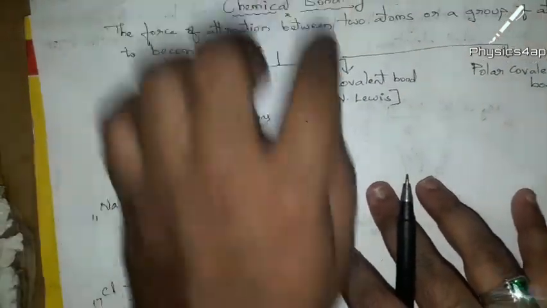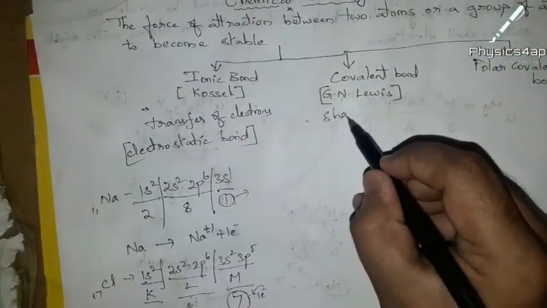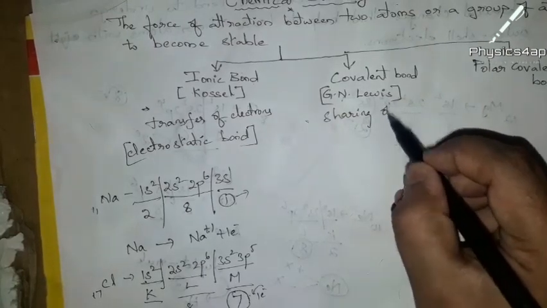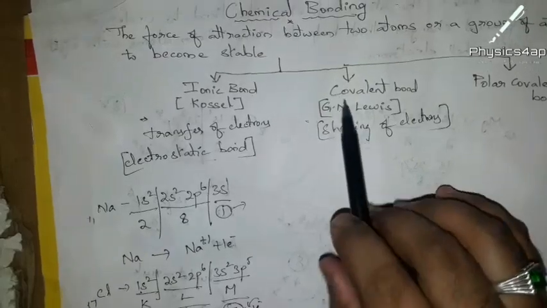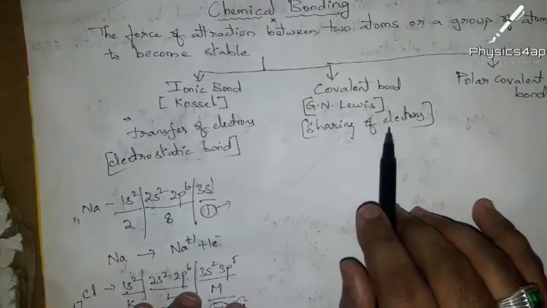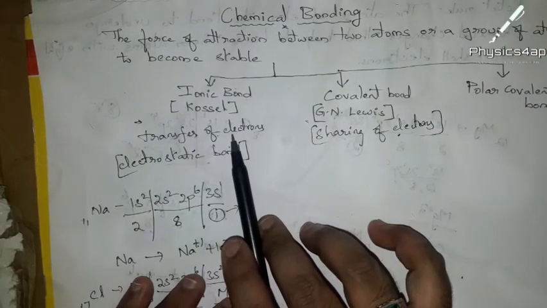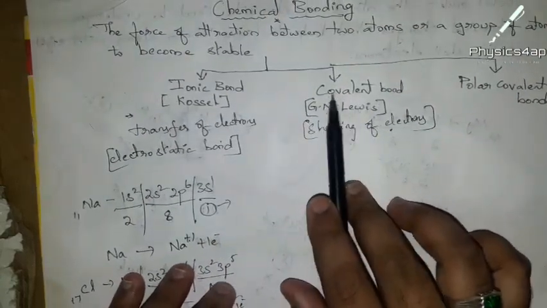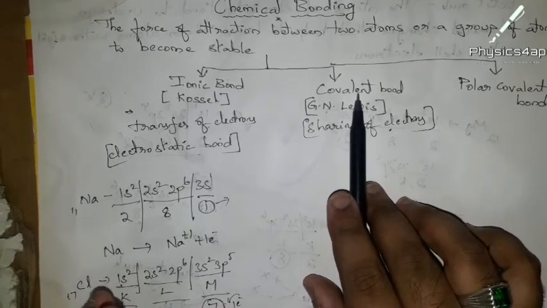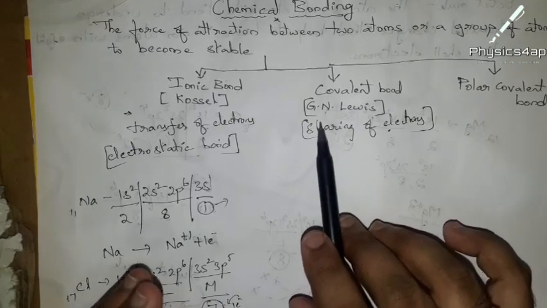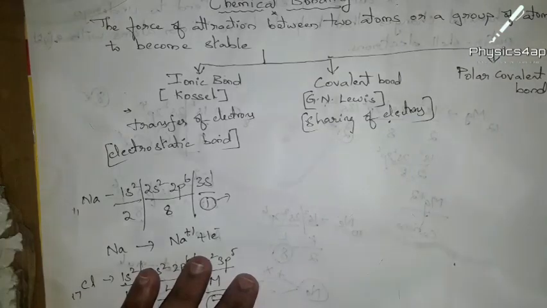And when we talk about the covalent bond, we call it the sharing of electrons. That is nothing but the bond formed by the sharing of electrons. In the ionic bond we call it the transfer of electrons, but covalent is the coordination. Valent refers to the valency electrons, so there is a coordination between the valency electrons, which we call the sharing of electrons.